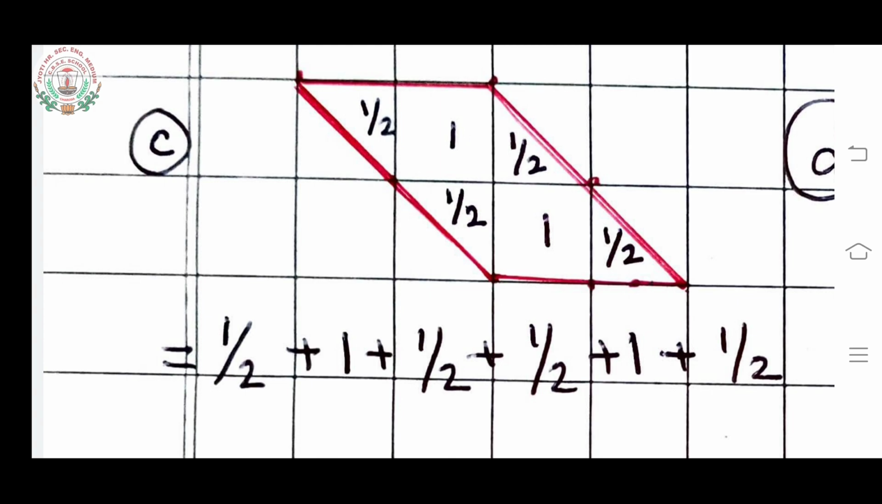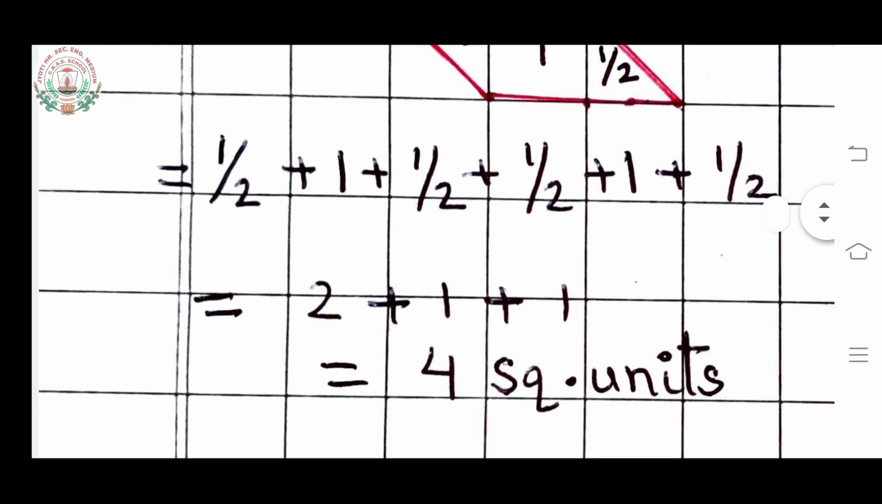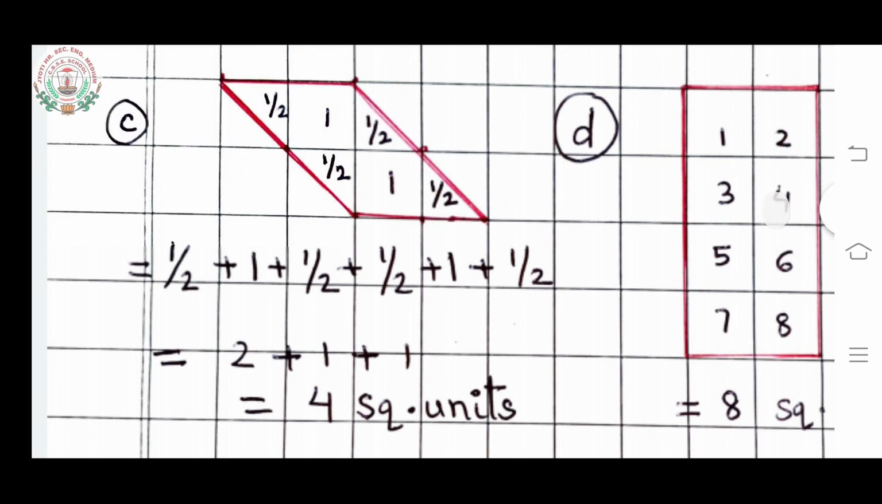Now you go for addition of this 1 and 1, total 2. Then half and half 1, then half and half 1. 2 plus 1 plus 1, that is 4. So 4 square units is the area of this figure. I think it is clear now. Half and half 1, that everyone understood. आधा और आधा मिलाकर एक पूरा होता है ना.